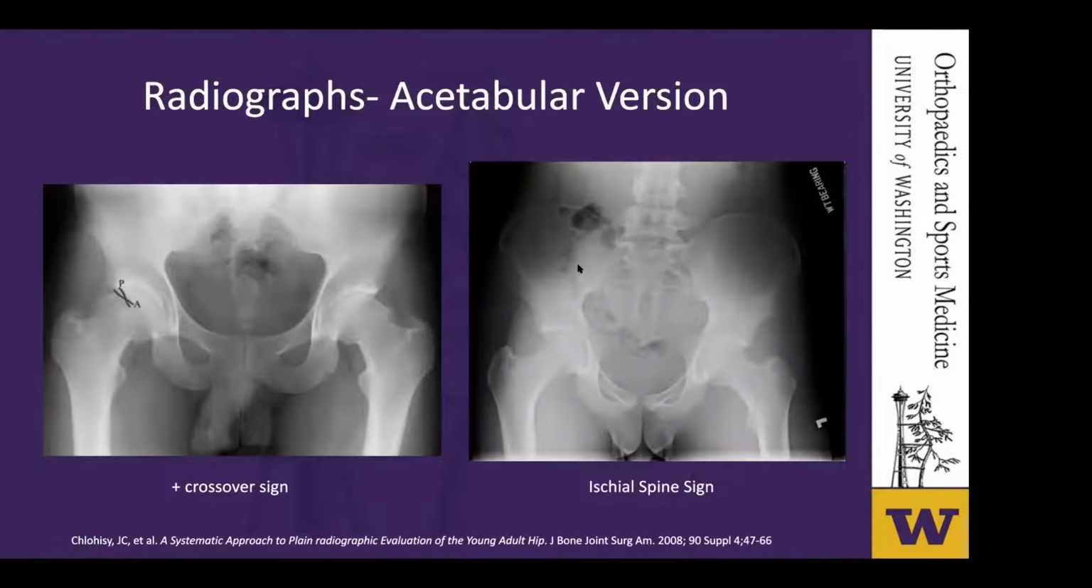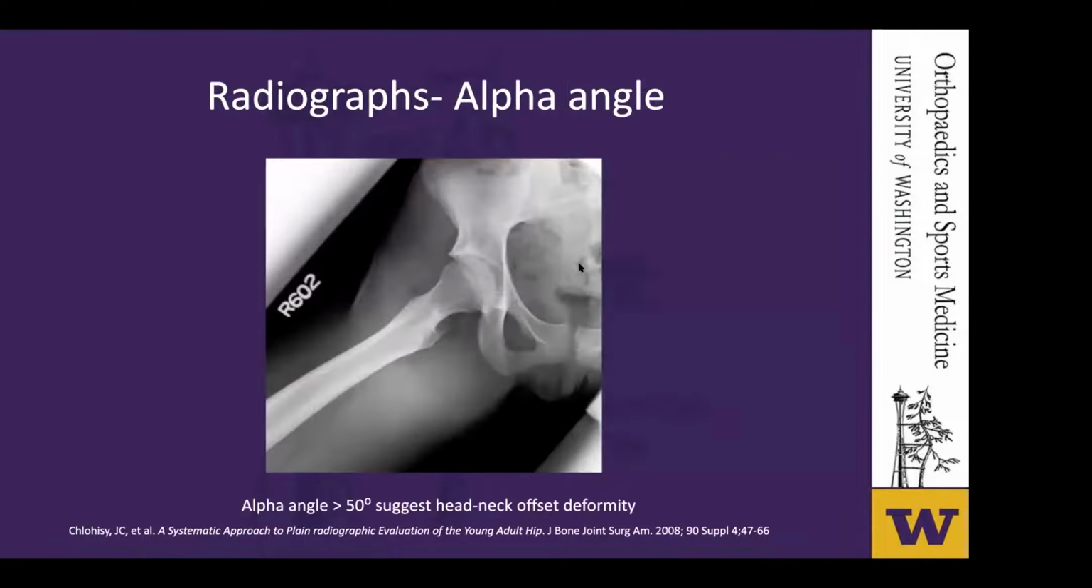Acetabular version can grossly be assessed by observing the crossover sign, whether the anterior wall crosses over the posterior wall on the AP radiograph. With more severe retroversion, the ischial spines may become visible on the AP radiograph. On the lateral radiograph, we can assess for any signs of potential impingement at the proximal femur.